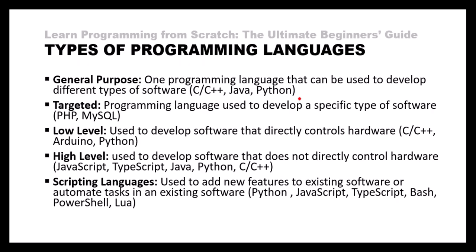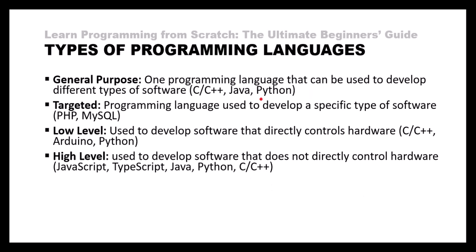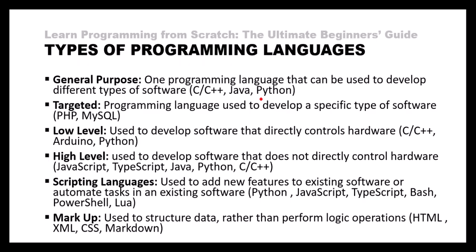So you need a scripting language to be able to add features to an existing software. Any programming language that is built with, or has, a library to integrate new features into an existing software can be used as a scripting programming language. Okay. Another category of programming language that you should look out for is called a markup. Okay, a markup programming language.